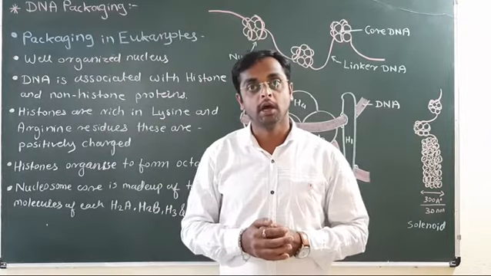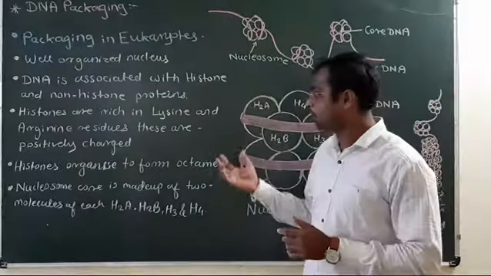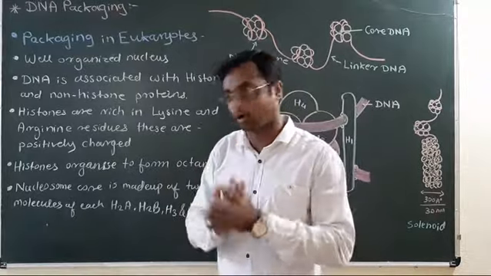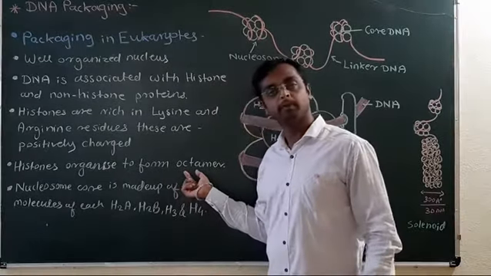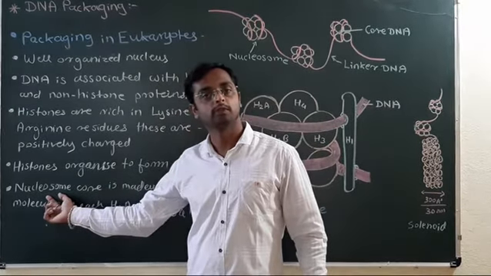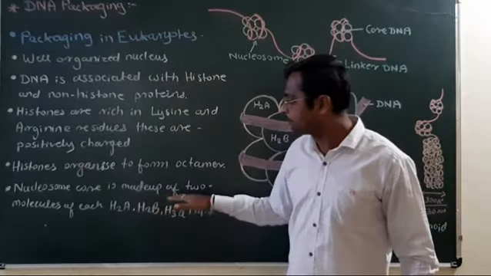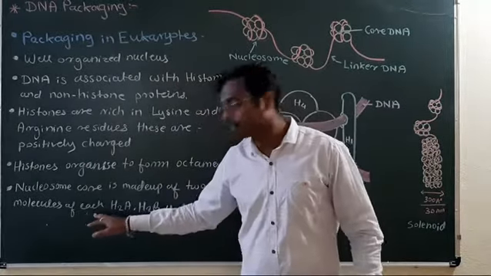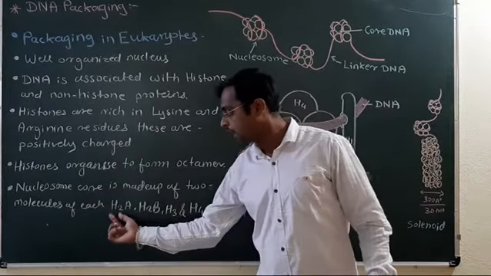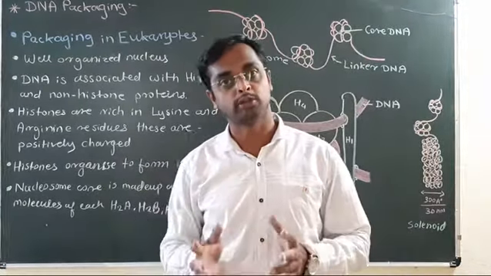Octamer means a molecule having 8 molecules together. It forms the nucleosome structure. Now this octamer is very popularly known as nucleosome and is made up of 2 molecules each of H2A, H2B, H3 and H4. This H stands for histone proteins. These molecules are made up of histone proteins.